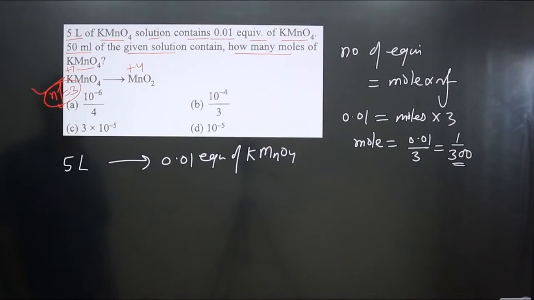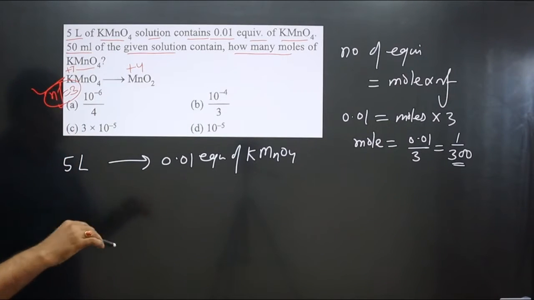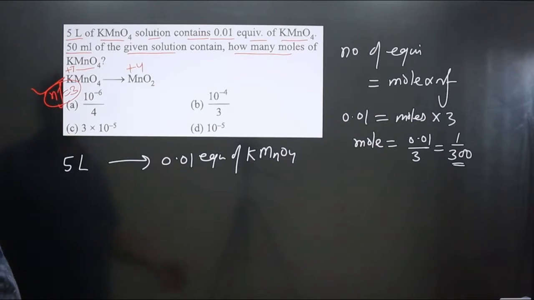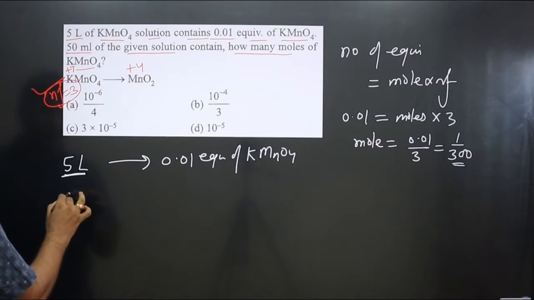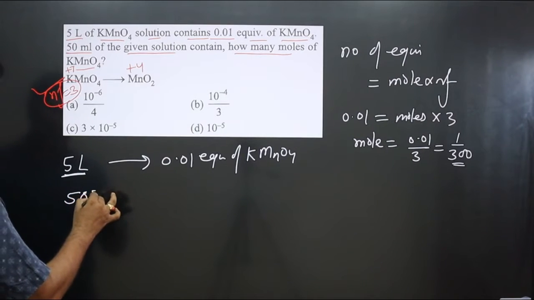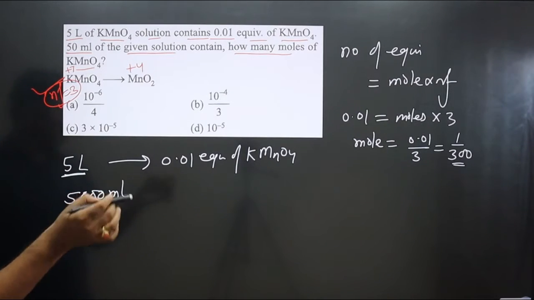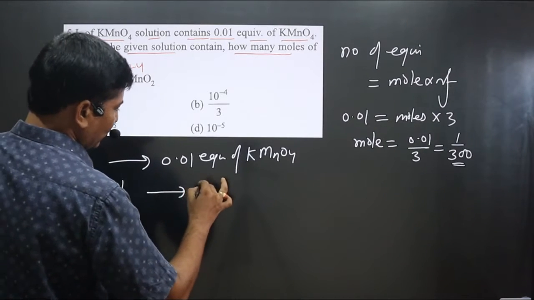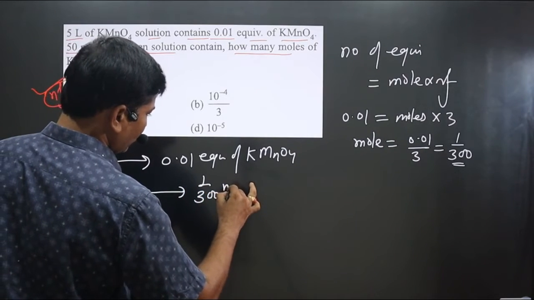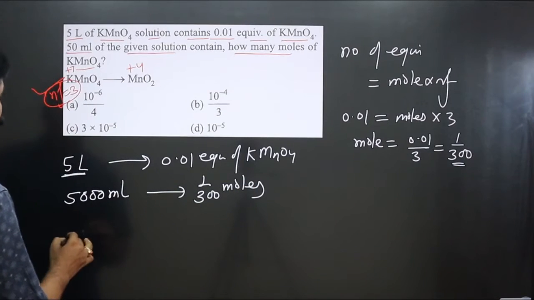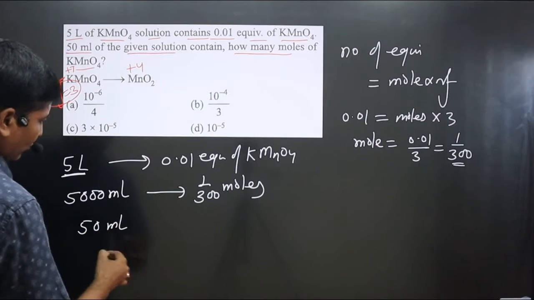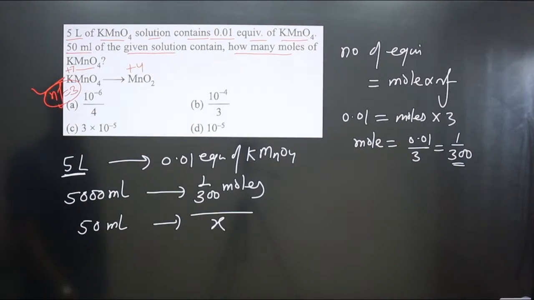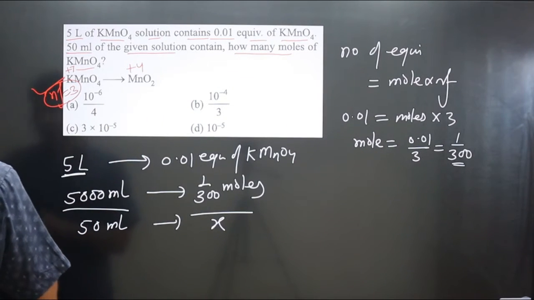Now you can see it is given in 50 ml. 50 ml of the KMnO4 solution will carry how many moles of KMnO4? 5 liter is there, so I can convert into ml: 5 liter is equal to 5000 ml. 5000 ml carries 1 by 300 moles of KMnO4. Then 50 ml solution will carry how many moles of KMnO4? X value we can determine. We have the proportion method.